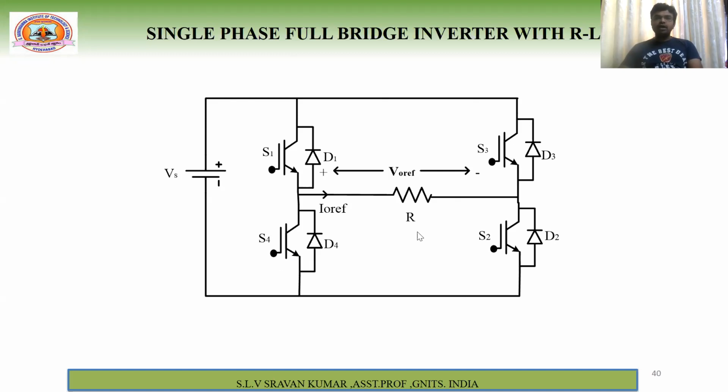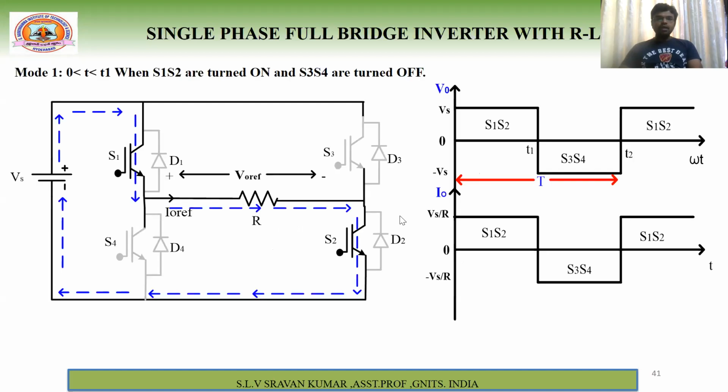Now we will go for the modes of operation of single phase full bridge inverter. So this is a single phase full bridge inverter. Now see, this is your V0 reference polarity. This is I0 reference polarity, right? And this direction you can assume as the source reference current direction, right?